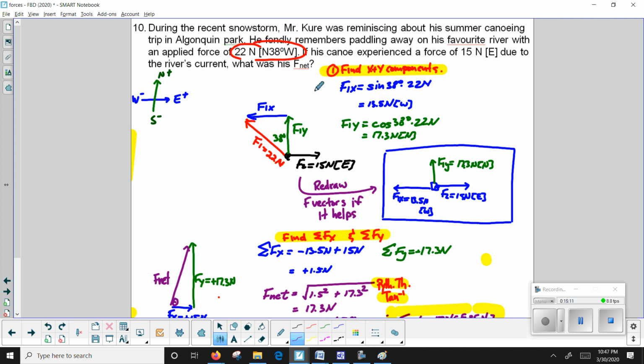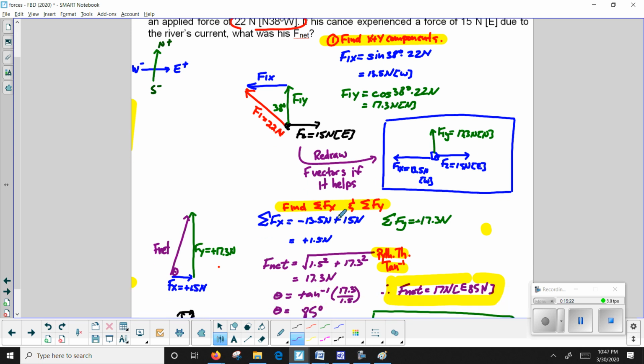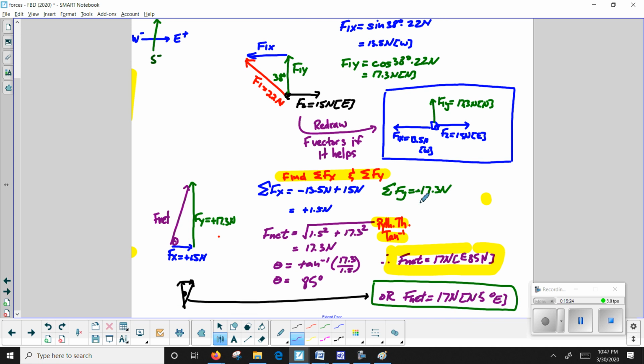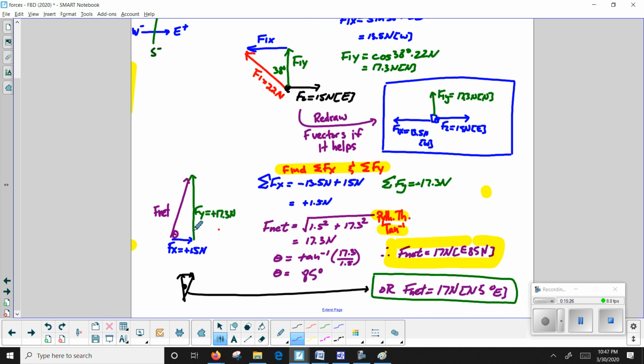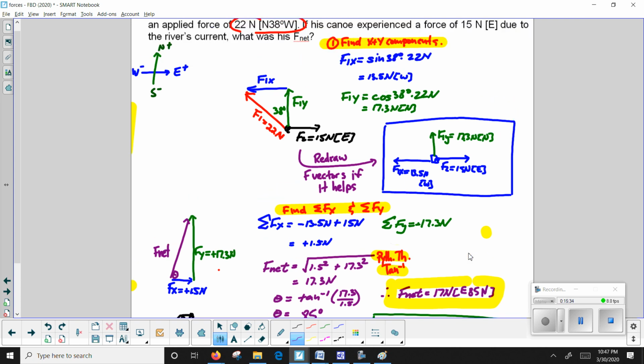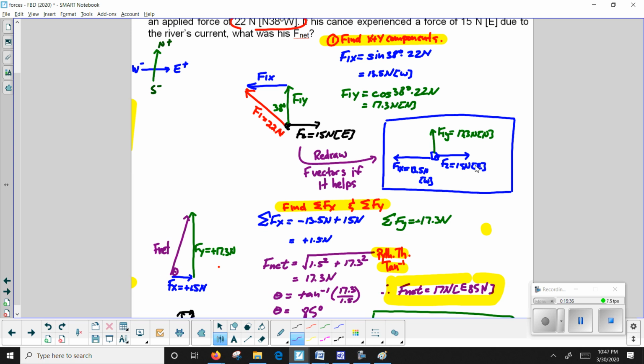So again, first you do the x and y components from sketching your triangle. You redraw the vectors. I really suggest that. Find the total sum in the x and the y. Do the Pythagorean theorem after you've drawn the sketch, tan inverse, and get your final answers. And here we're going to be rounding to, looks like, 2 significant digits.